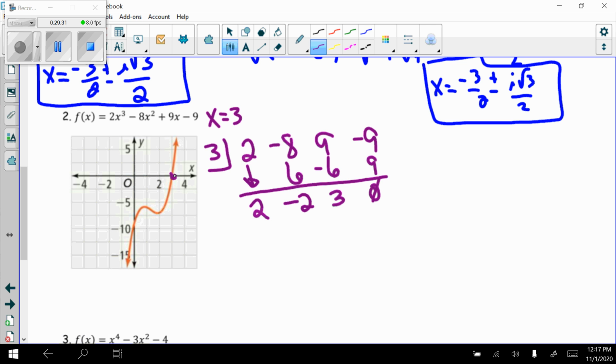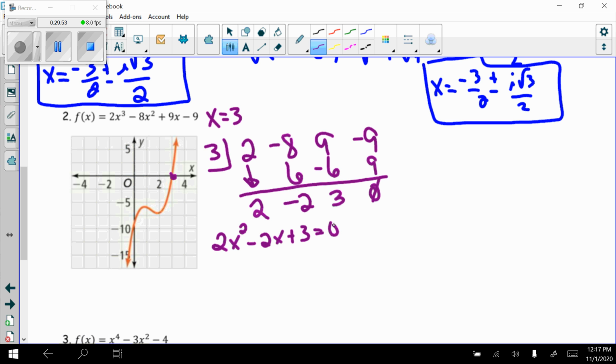Now remember, these are my coefficients. So my new polynomial, 2x squared minus 2x plus 3. This is what I want to solve. I know it's not going to factor because looking at my graph only crossed the x-axis one time. So I know that my other 2 answers are going to be complex numbers.